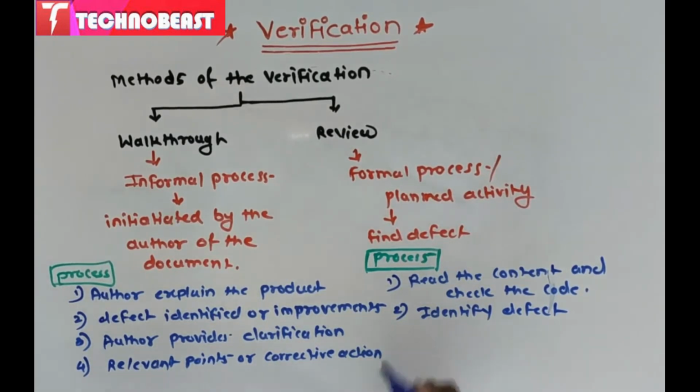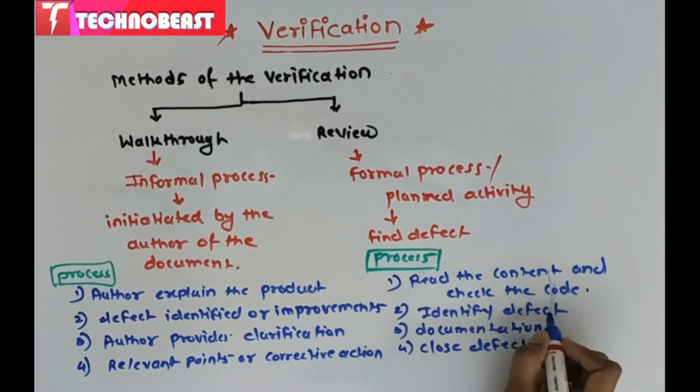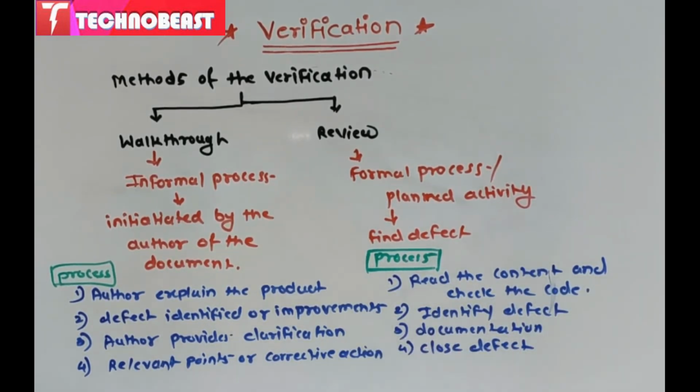Then document the findings. Whatever defects are found will be documented, which means documentation is done. After that, close the defects by taking necessary actions. Whatever defects get identified and documented, after that they close all these defects by taking the corrective or necessary actions. Confirm the defect closure through the review.